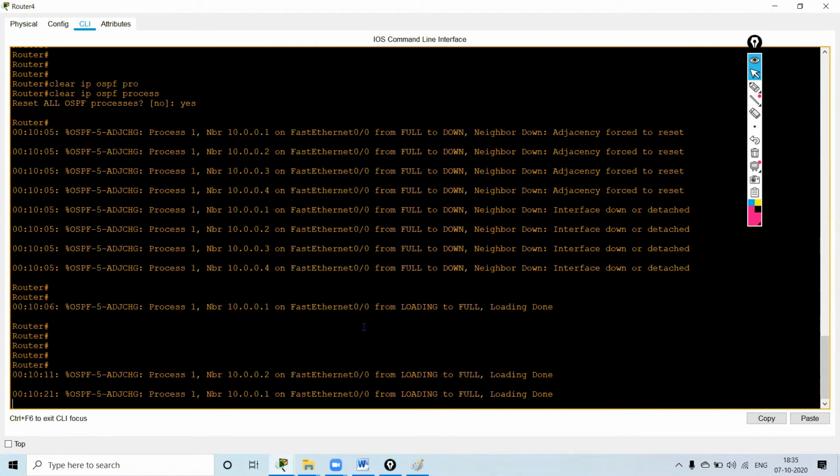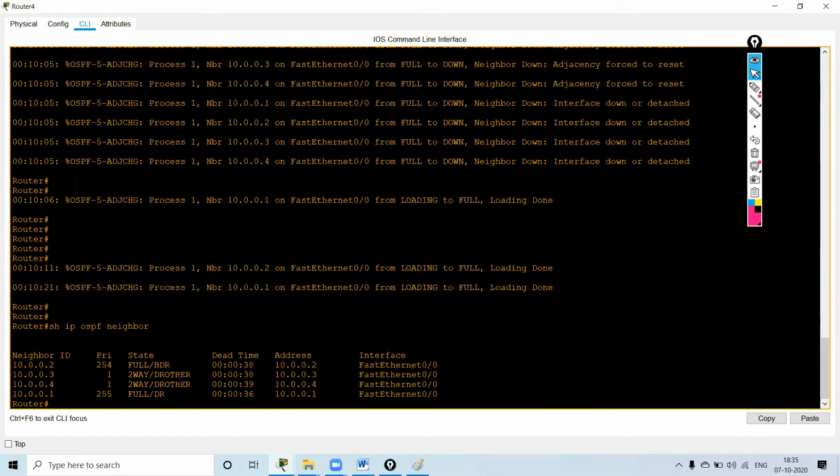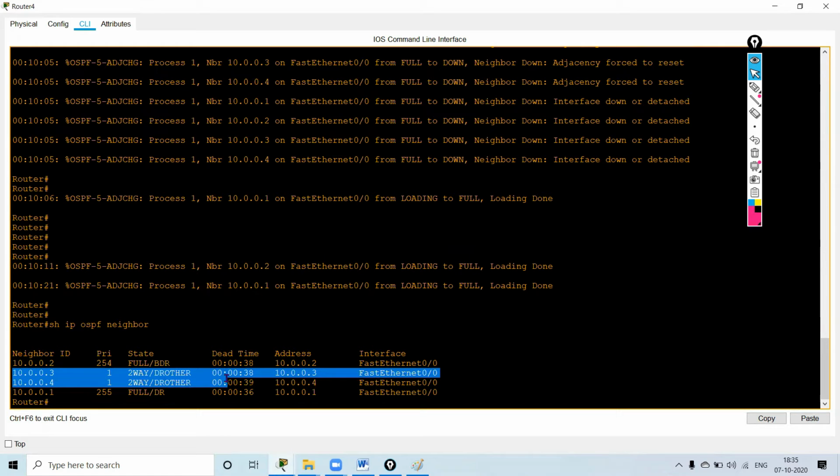Now if I go on any other router, suppose this DR other router, and I see the neighborship, it will be having full state with DR and BDR, and with the rest of the routers it will be having the two-way state. The neighborship will be stuck at the two-way state. Understood? Any questions?